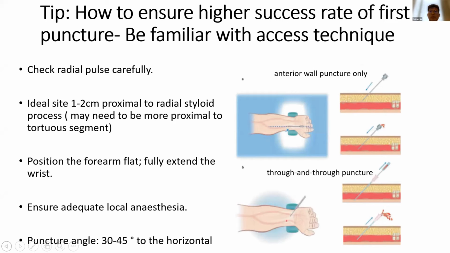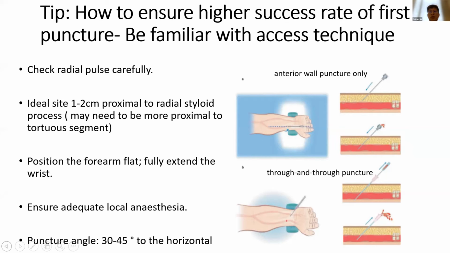Check for the radial pulse carefully, identify the point of maximum pulsation. Ideal site is 1 to 2 cm proximal to the radial styloid process. It is also good to position the forearm flat, fully extend the wrist to avoid kinking of the vessel. Also important to ensure adequate local anesthesia is given, otherwise the patient may fidget due to the pain. Arterial spasm may develop, making obtaining access even more difficult. The radial artery should be punctured at about 30 to 40 degrees to the horizontal to prevent the sheath from being introduced into a more distal location where the artery is smaller.